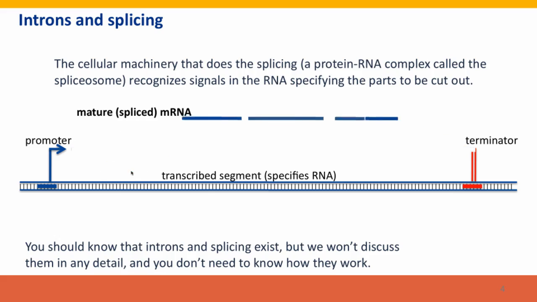So the sequences that code for protein, the exons, are joined together into a mature messenger RNA, and the intervening sequences, that's where the word intron comes from, are discarded. Now, in the context of this course, you don't need to know much about introns at all. You need to know that they exist. They're very important for understanding overall the genome, but we're not going to discuss them in any detail, and you don't need to know anything about how splicing works.